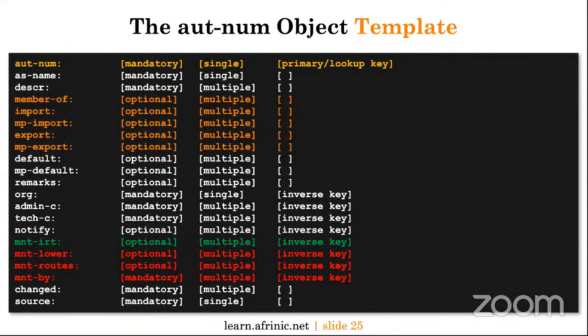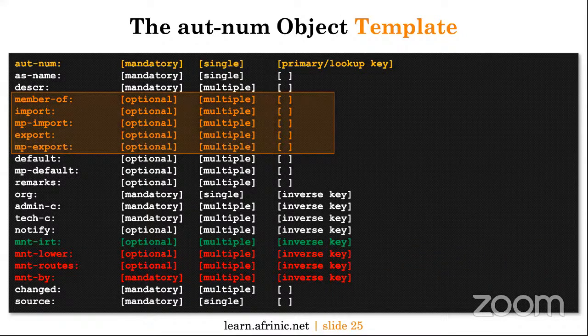So you have the aut-num object template here. If you go to whois.afrinic.net, you can search with the -t flag, and then aut-num. You will get this template you have on the screen. And as you can see, some of the attribute value pairs have been highlighted. So you can see the aut-num itself is a primary key and it's mandatory. You can't create the aut-num object without having that value there.